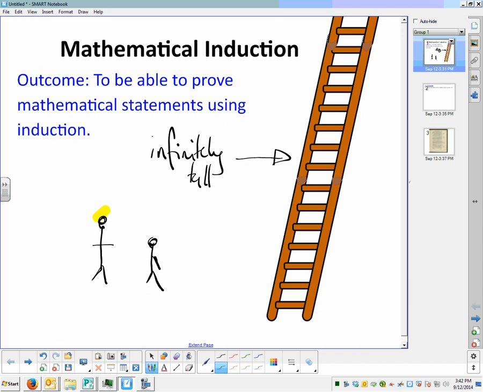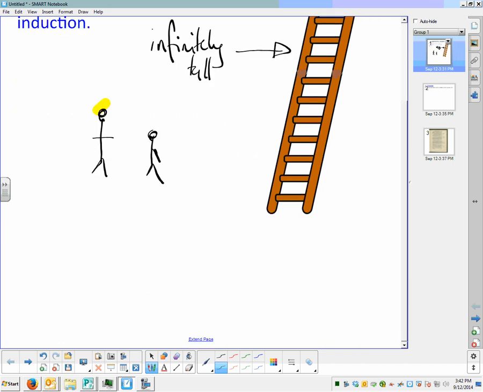To climb the ladder, you basically have to have two skills. Firstly, you need to be able to get on the bottom. You need to be able to get on the ladder. If you can't get on the ladder, you can't climb it. And the second skill you need is to be able to get from one rung to the next.